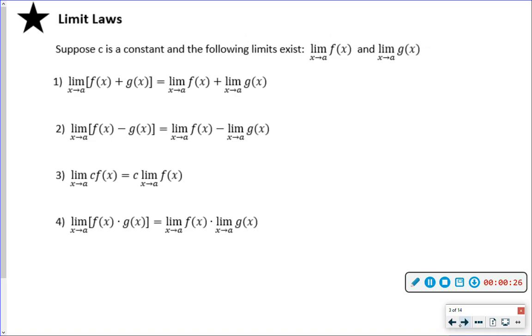That's what we're going to look at today, these limit laws. Now, it looks crazy. Don't be like, oh my gosh, I have to memorize all these. No.